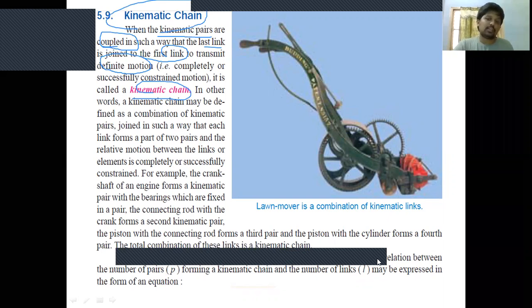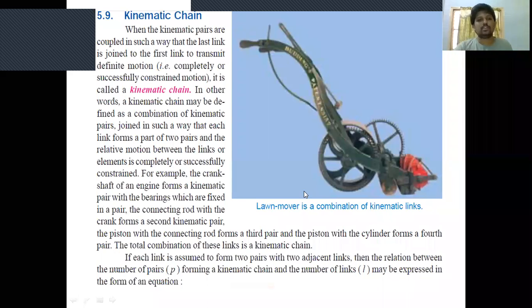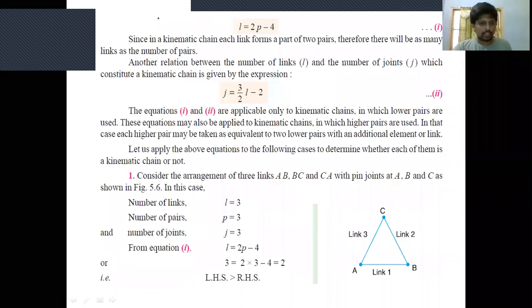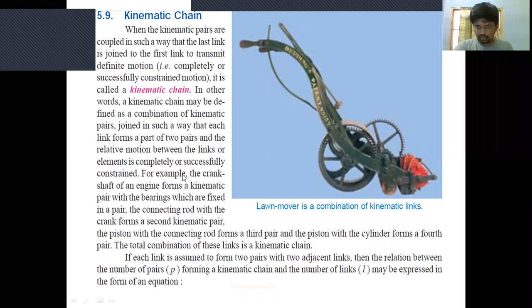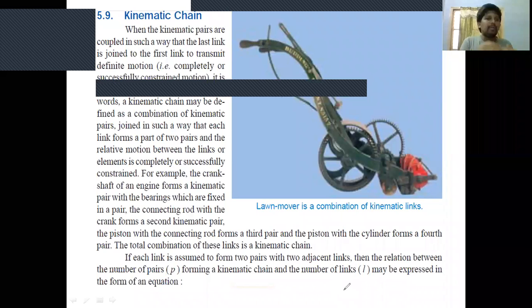So to explain chains, we have an example. Before going to explain the chains, we need some calculation. What exactly is happening there is, if you have to form a chain, we need pairs. To form a pair, we need links, right? The number of pairs we have is denoted by P. The number of links you have is denoted by L. To find out whether the chain can have relative motion or definite motion or not, we have an equation. What I'm explaining, please try to understand.